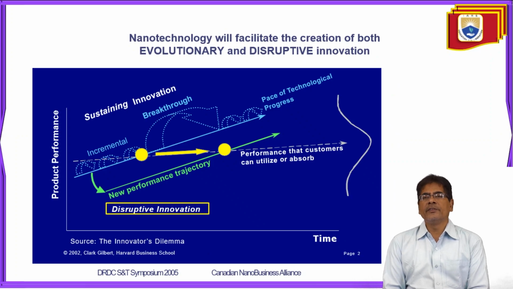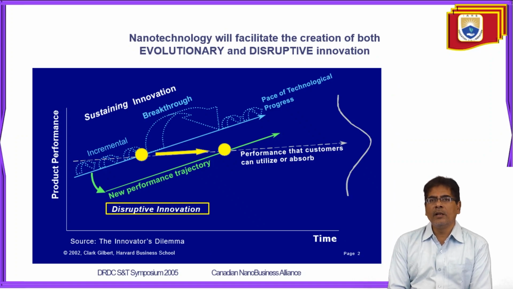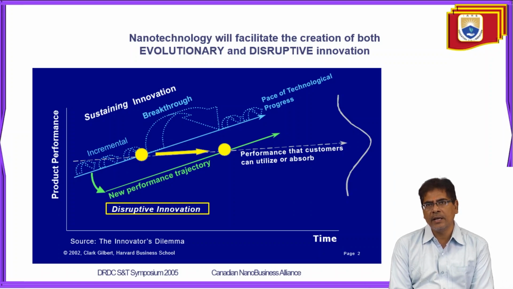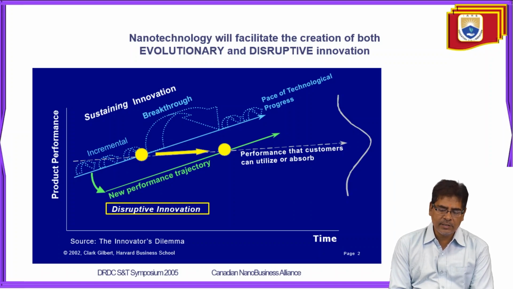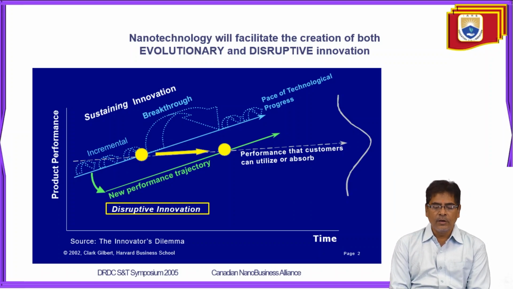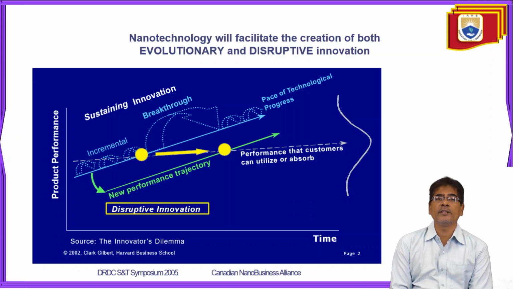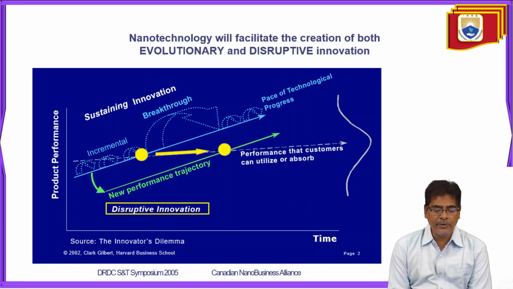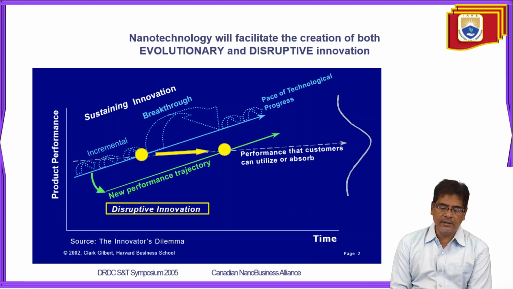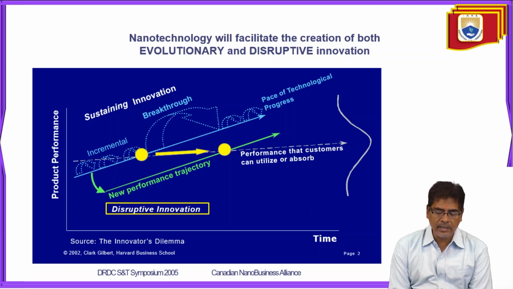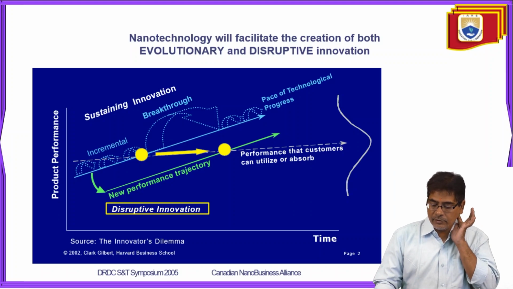Nanotechnology will facilitate the creation of both evolutionary and disruptive innovation. So this is the product performance versus time. Sustaining innovation, breakthrough, and pace of technological progress. This is a disruptive innovation. Besides sustaining innovation, we have the other one, which is disruptive innovation. It comes under incremental and breakthrough, right? And this is the pace of technological progress.